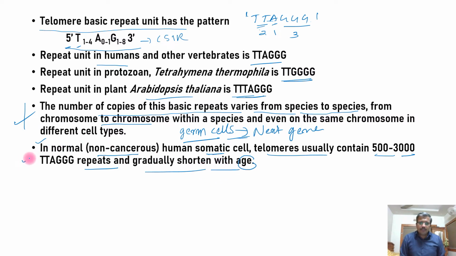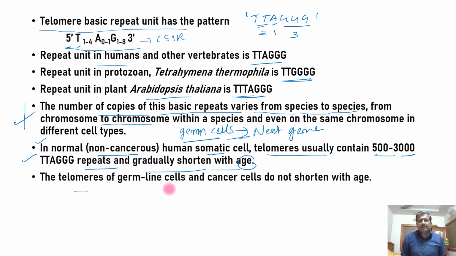It is another important concept that is beyond the scope of the current session, and we will have a separate session on how telomere length and age are related. The telomeres of germ cells and cancer cells will not shorten with age. Only somatic cell telomeres will shorten with age, and cancer cells and germline cells will not undergo telomere shortening with age. Important point, don't forget.